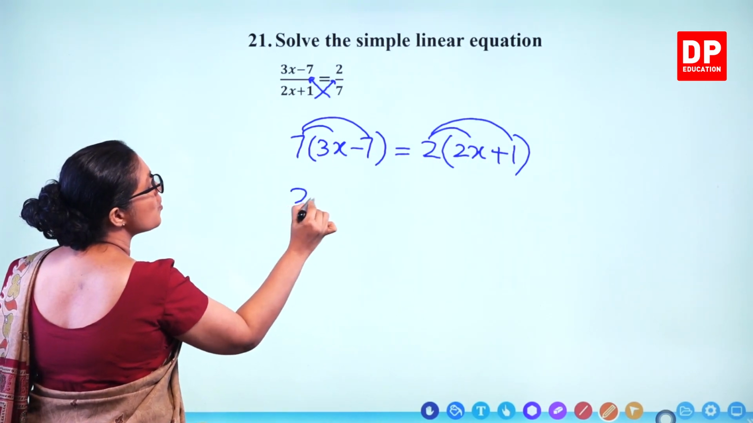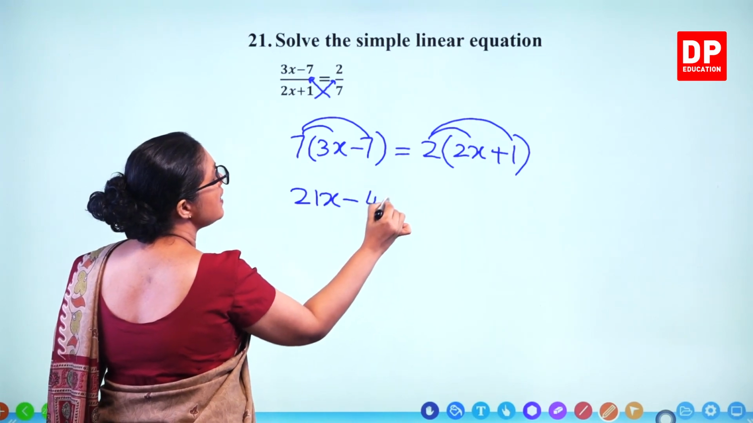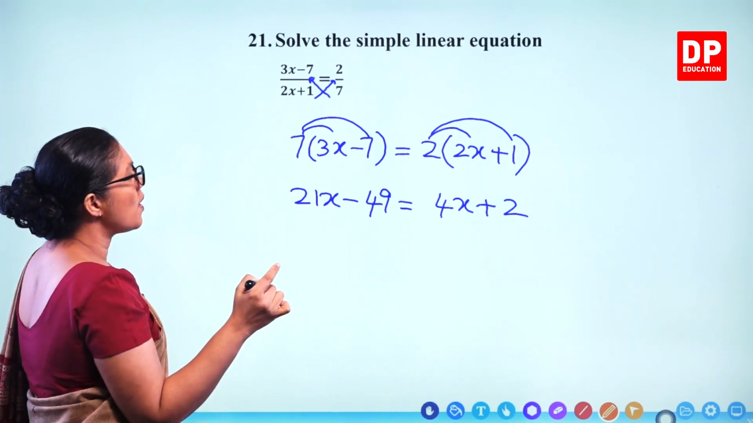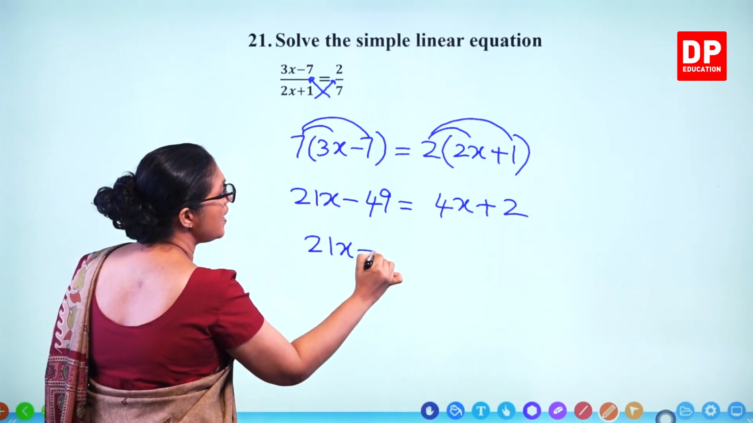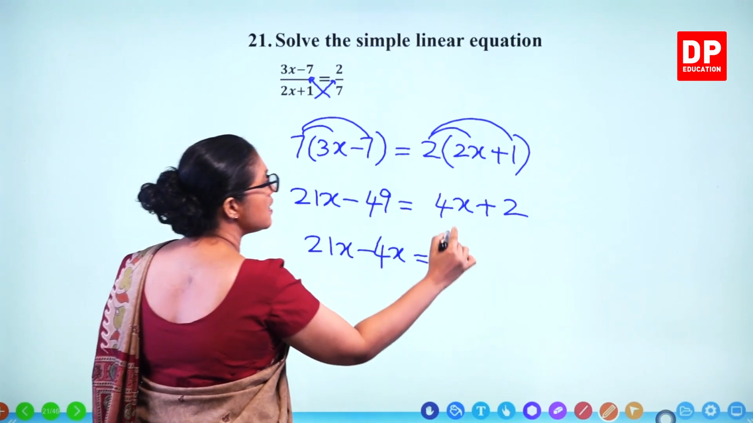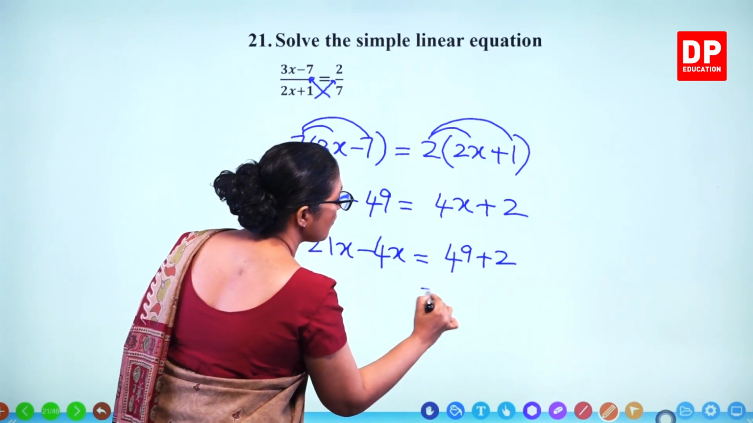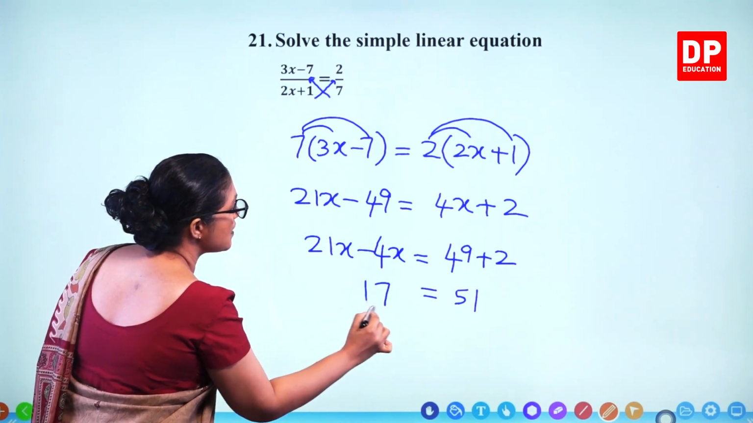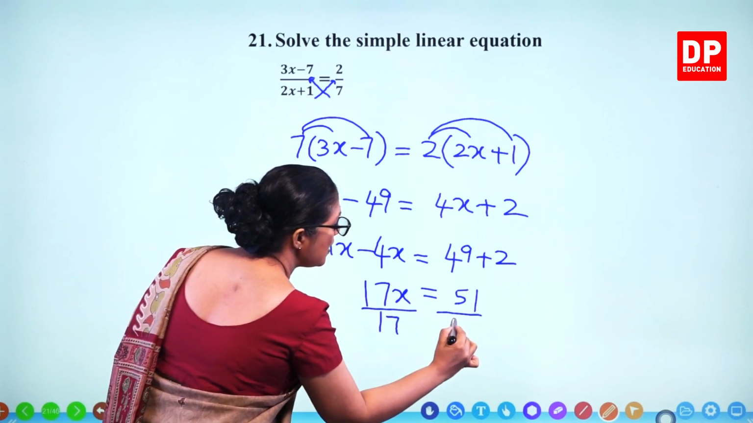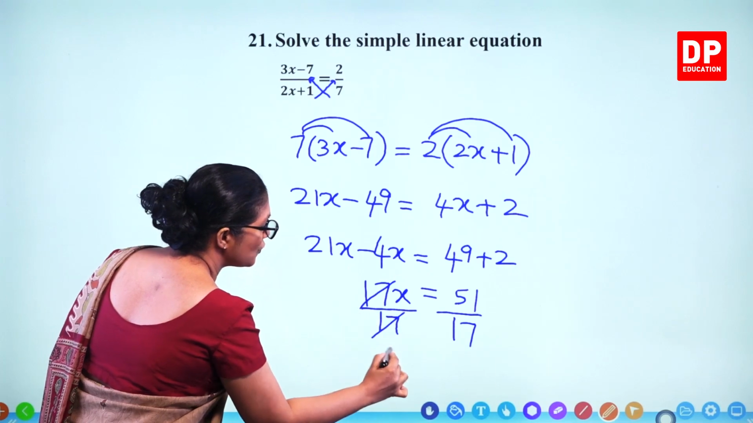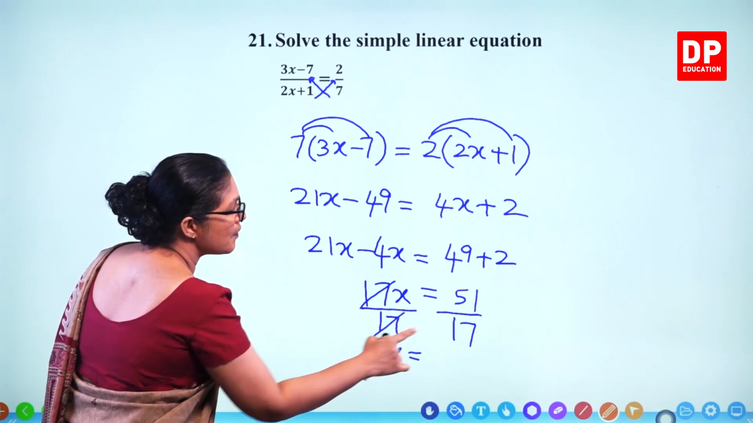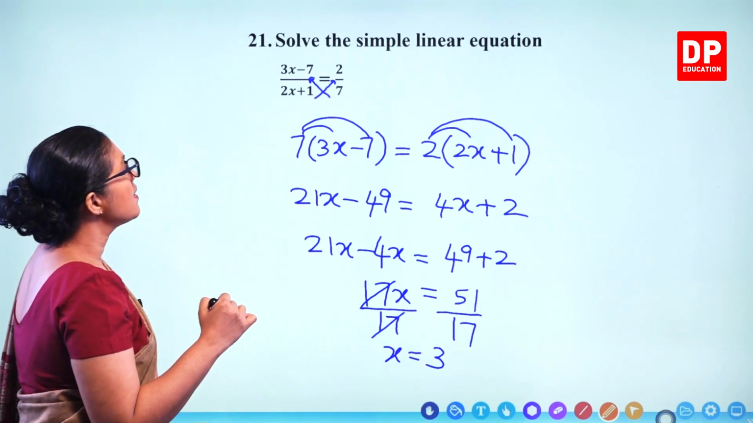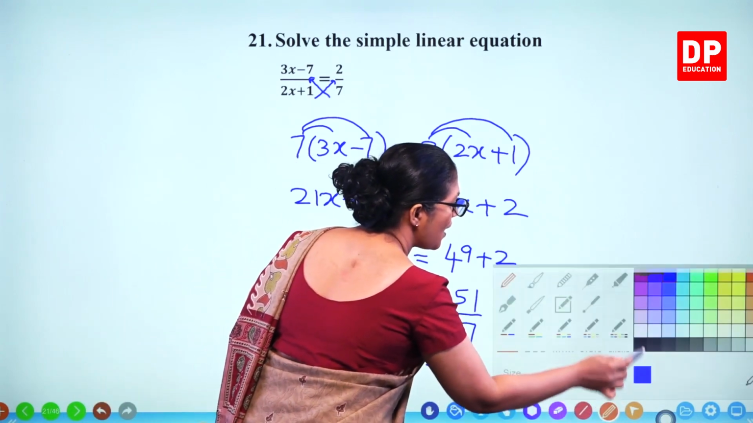Now expand brackets. 21x minus 49 is equal to 4x plus 2. Now take all x terms to one side. 21x minus 4x becomes 49 plus 2. So you get 51 here. What's the subtraction here? 17x. So divide by 17. You get x value. So x equals 3. 3 times 17 is 51. So x equals 3. So 2 marks for that.